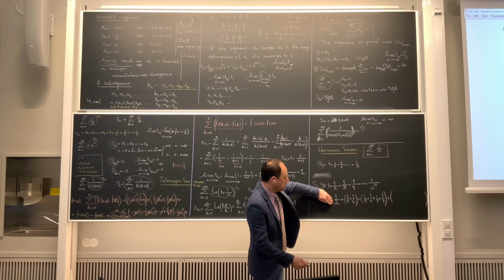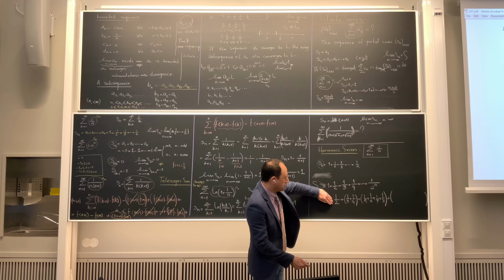The answer to this was 1 half. What is the answer to this? How many terms are there? 2 to the power of n minus 1. But what is each number? Each number is 1 over 2n. And if you simplify that, again, it becomes 1 over 2. So if I add all of them, it is 1 over 2 again.